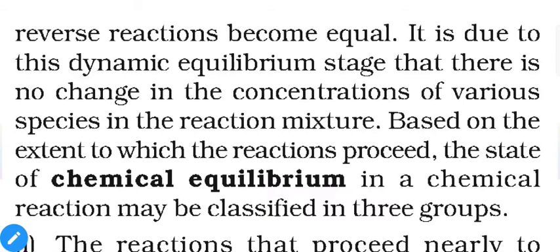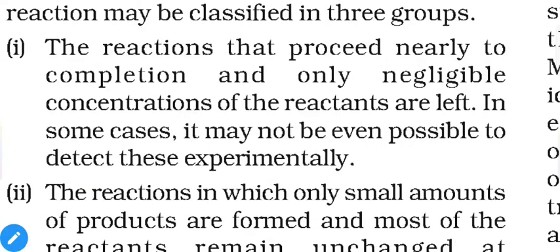Based on the extent to which the reaction proceeded, the state of chemical equilibrium in a chemical reaction may be classified in three different groups. So the first group is the reaction that proceeded nearly to completion, and only a negligible concentration of the reactants is left. In some cases, it is not even possible to measure or detect the concentration of reactant experimentally. So that means the first category is an almost 100% complete reaction. The majority of reactant will convert into product.